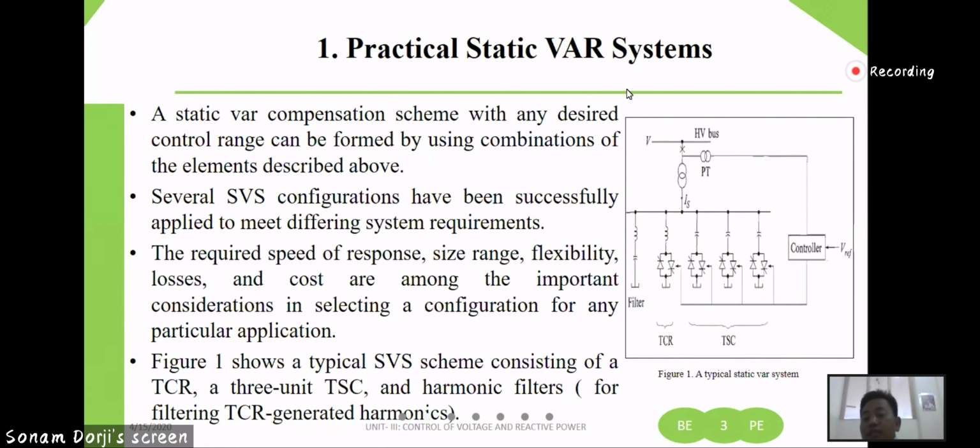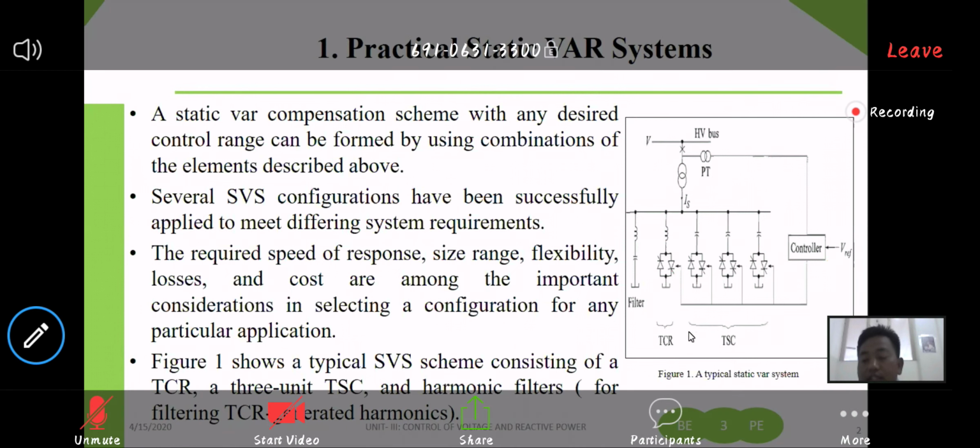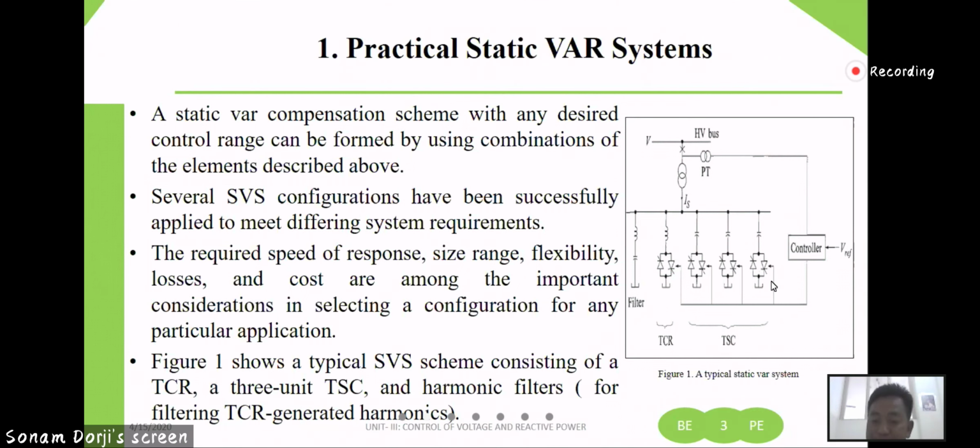Okay, earlier we learned separately about the TCR and the TSC. So if you combine these two characteristics, then you will get a practical static var system or static var compensator. Okay, so this is how we can do it.